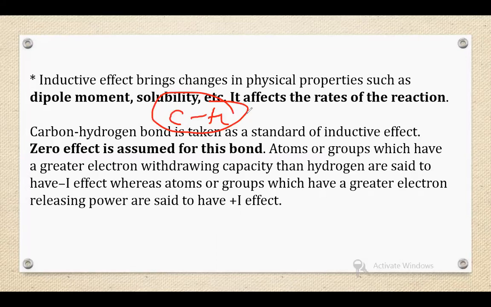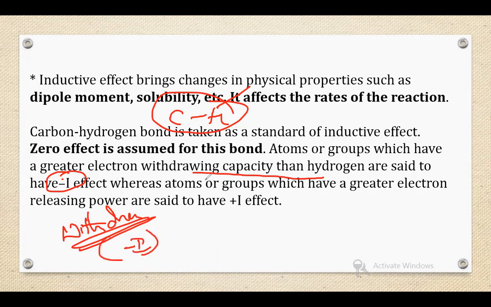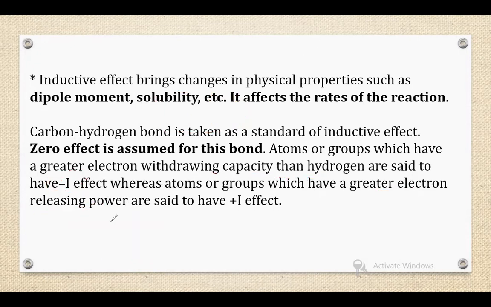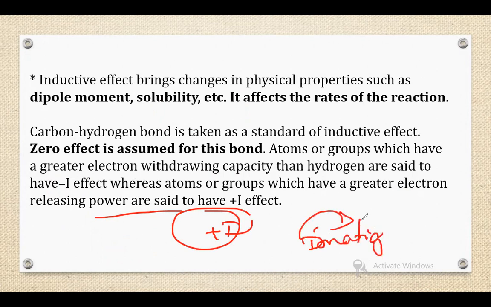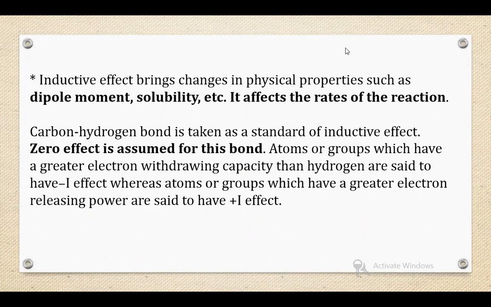Apart from carbon and hydrogen, any other atom or group which has greater electron withdrawing capacity than hydrogen has the minus I effect. It drags the pair of electrons towards itself, so it shows negative inductive effect. An atom or group of atoms which has greater electron releasing power, that is less dragging power, shows positive inductive effect. I said electron donating group. An electron donating group donates a pair of electrons on the carbon from the substituent group. Then obviously carbon will have partial negative charge, and it is positive inductive effect.